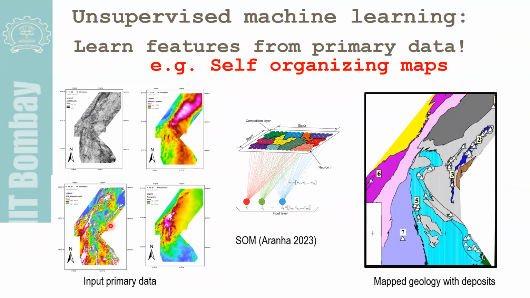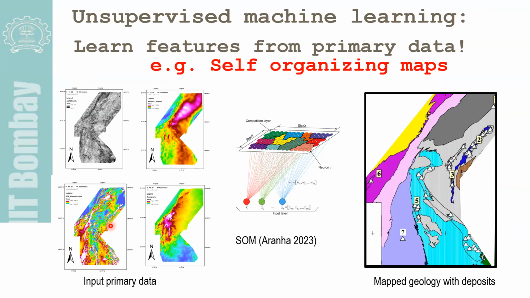We just cluster the input data, then analyze these clusters in geological context and identify which clusters are likely to have more potential. So here is an example. We had four primary data sets: the ASTER remote sensing, gravity, magnetics, and topography.